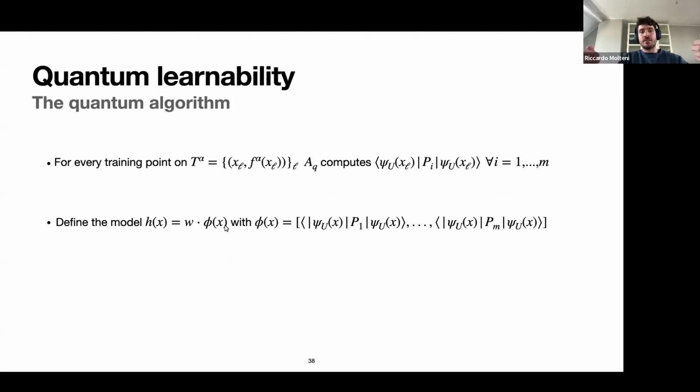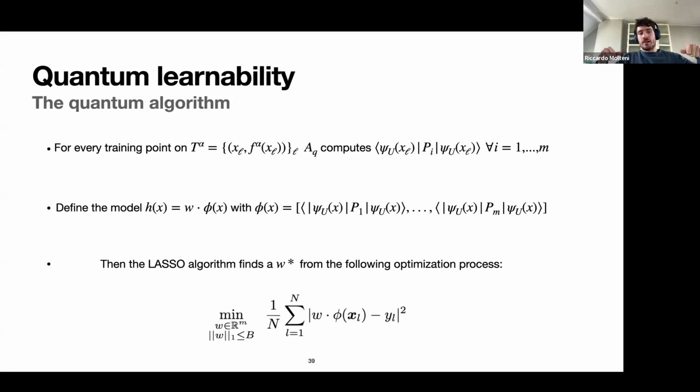And what we ask now is that a classical algorithm, the lasso algorithm, finds the optimal W. The lasso algorithm promises to find this optimal W star that minimizes the sum while keeping the L1 norm of W star lower than B. We know that the training sample size required to achieve this minimization is polynomial in B. B is a hyperparameter, and we know that the optimal B is related to alpha, and that this is polynomial in n. So the whole thing works with polynomial samples and polynomial time.